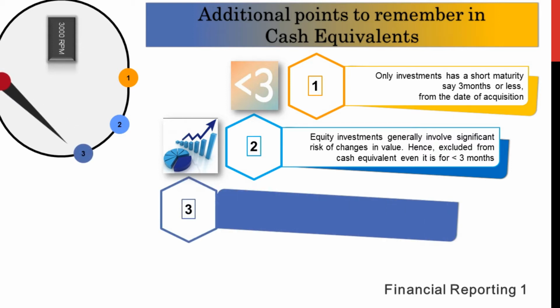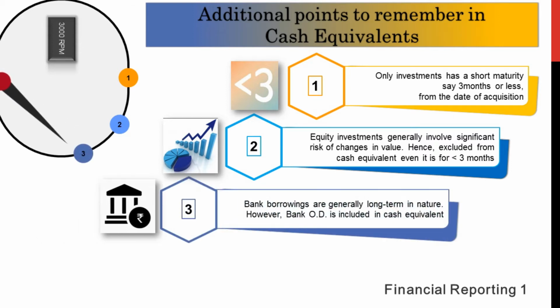Next, point number 3. Normally, bank borrowings are long term in nature. The question here is whether bank overdraft would qualify as cash equivalent or not. Answer is yes, because it satisfies both the points of the definition.